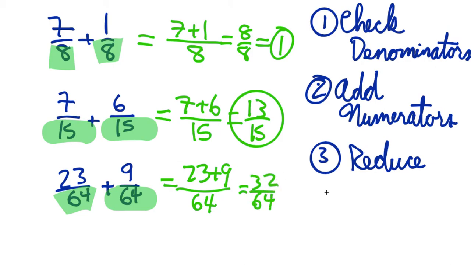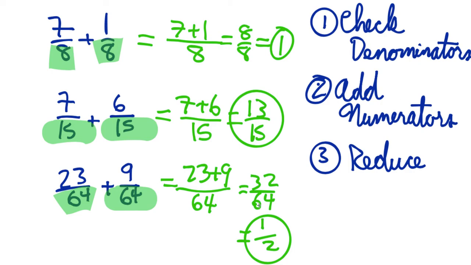Reduced to lowest terms, is it? Oh, guess what? The numerator and denominator can both be divided by 32. That would simplify to 1 over 2 because 32 is a factor of 32 and 64. Cool, we've done it. And there you go.